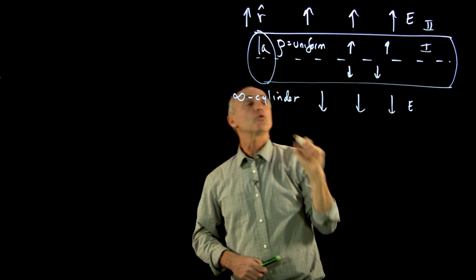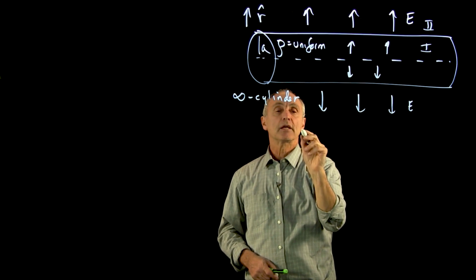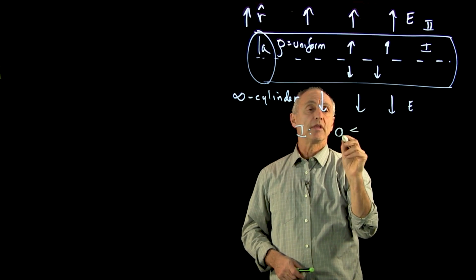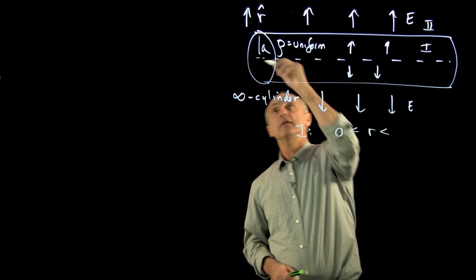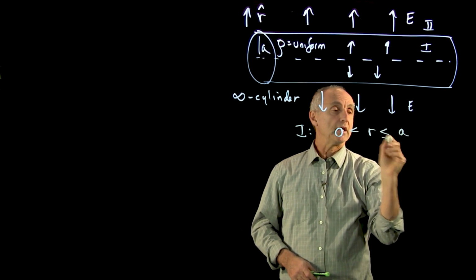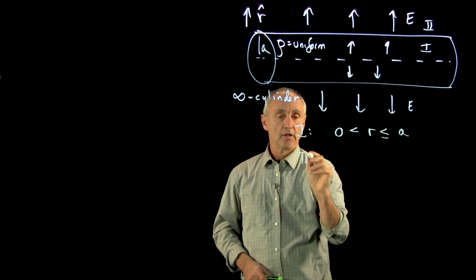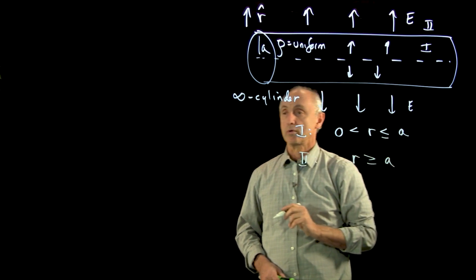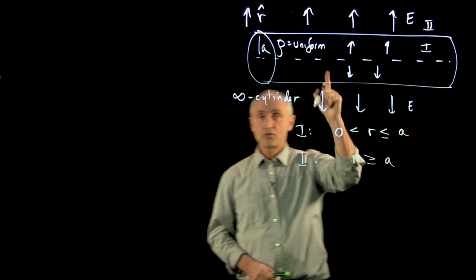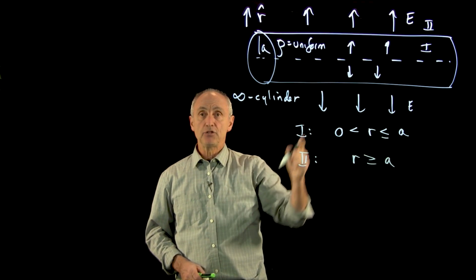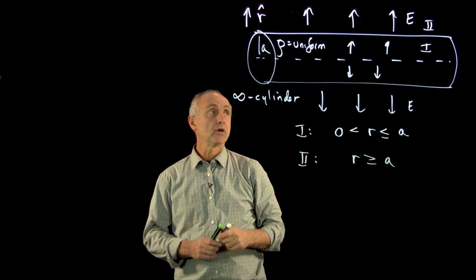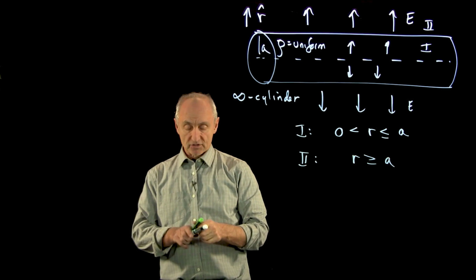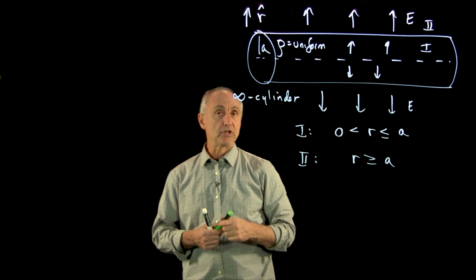If I use a cylindrical coordinate system, then I can say that my region 1 is where r is less than or equal to the radius of the cylinder. Region 2 is where r is greater than or equal to a. And because there are two regions of space, I'll need to apply Gauss's law separately for each region.